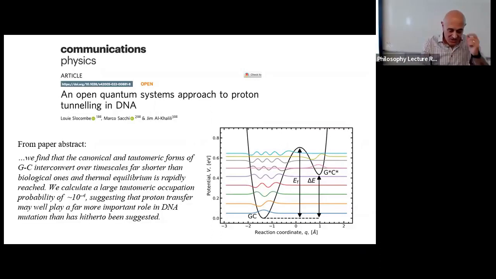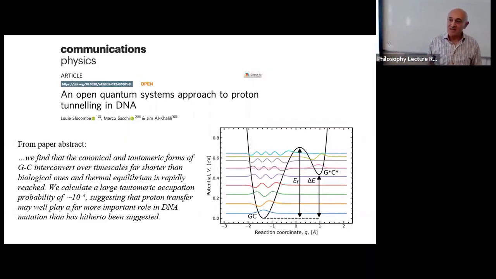In fact, I just pulled a few words from the abstract of our paper. So the canonical form is the standard stable form where the proton's sitting in the deep well. The tautomeric is the unstable shallow side. The canonical and tautomeric forms of GC interconvert over timescales far shorter than biological ones. That quantum tunneling happens over femtoseconds. And as far as biology is concerned, that's too quick.